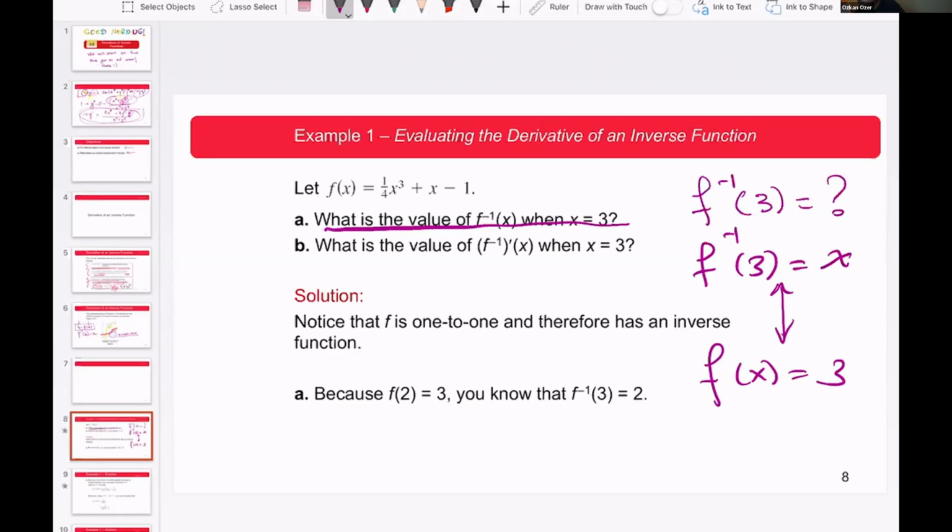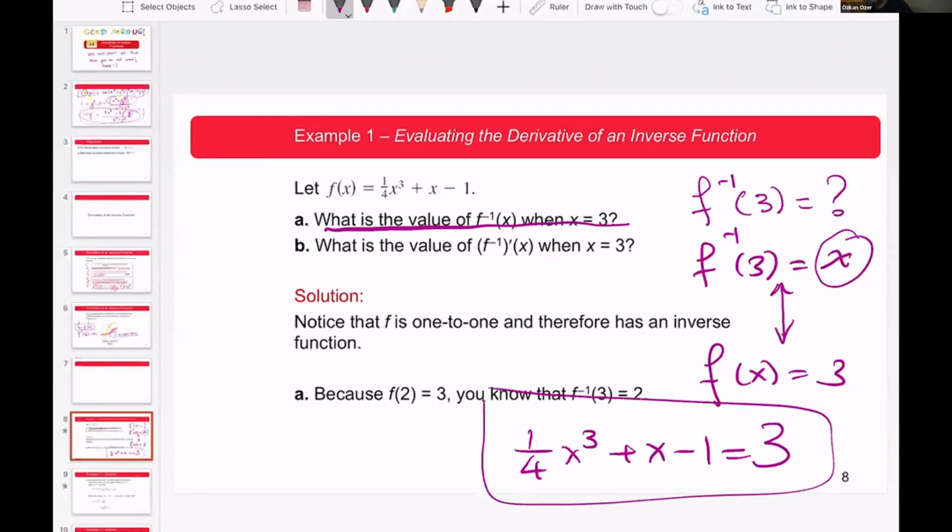So that means I'm looking for an x for which the value is 3. The value of f at that x is 3, which essentially means that I am trying to solve this equation. If there is a solution of this equation, then this is exactly what I'm looking for. That x, which solves this equation, is the x that I'm after.